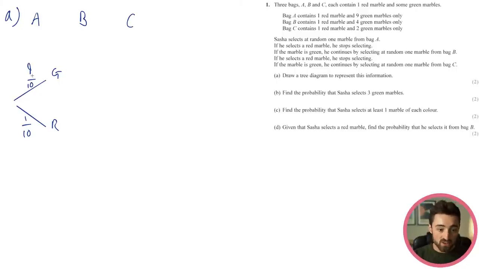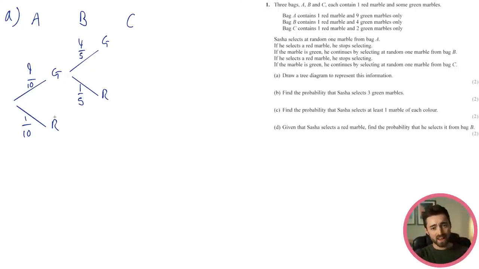If he gets a green, what then happens? Well, he goes again into bag B. So bag B is going to be a similar kind of thing. In bag B, I can either get a green or a red. What are the probabilities associated with it? There's one red and 4 greens, total of 5. So G is going to be 4 over 5, and R is going to be 1 over 5.